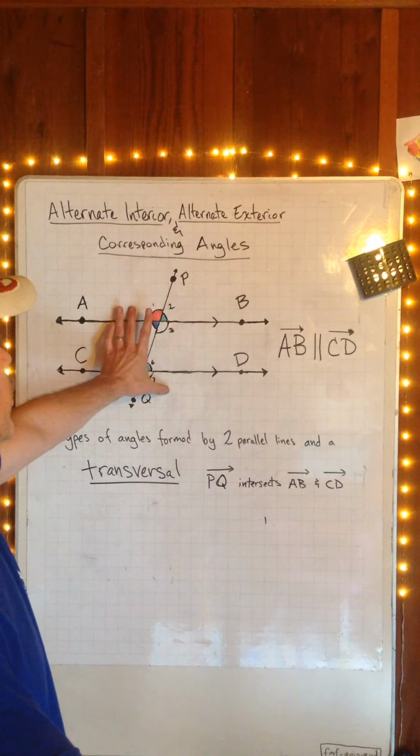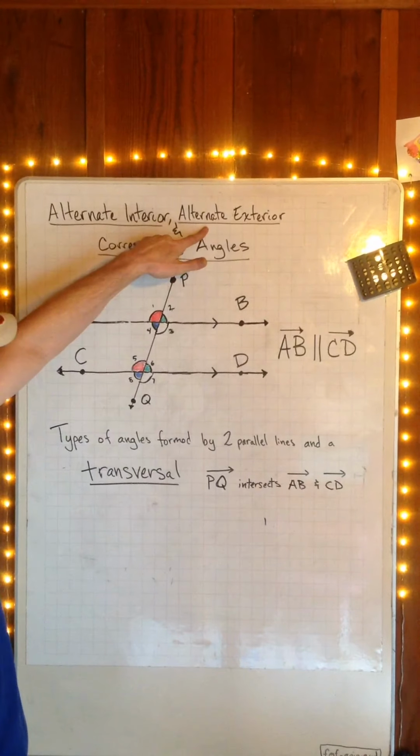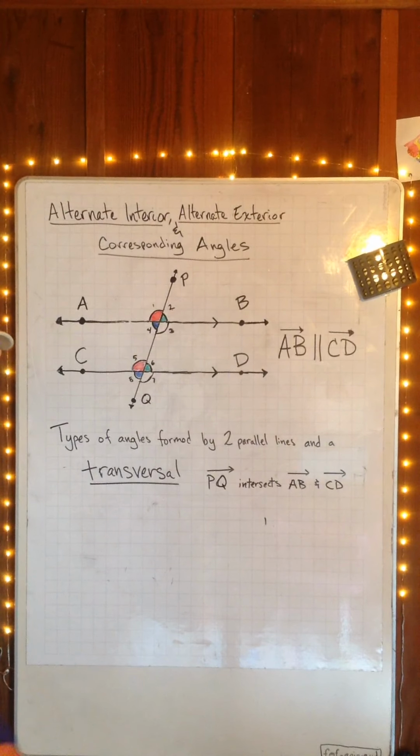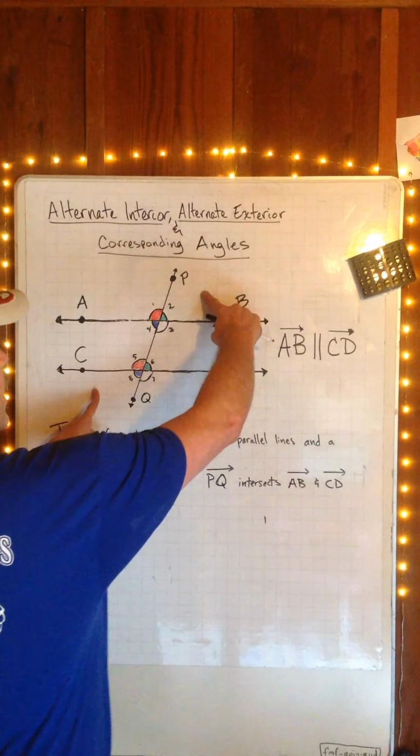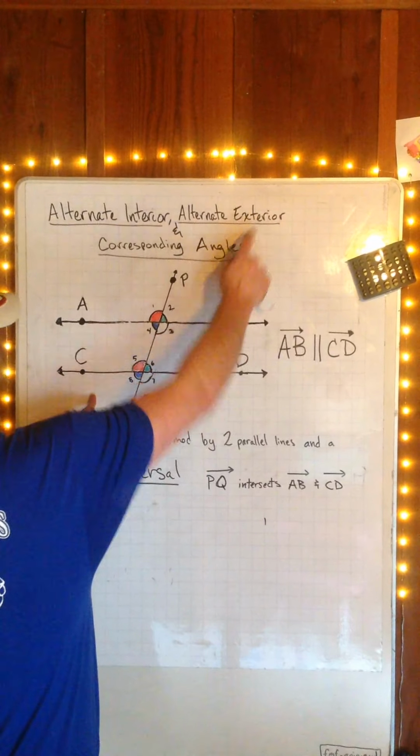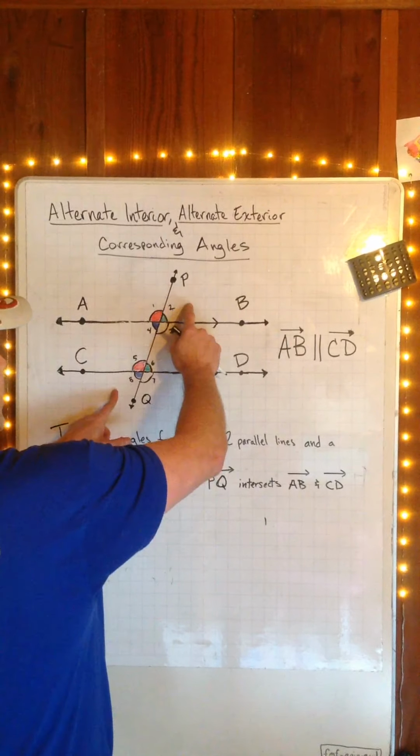So 1 and 7 are going to be alternate exterior angles. And what's the other one got to be? Well, it looks to me like it has to be 2 and 8. They're on the outside, they are exterior, and they are alternating angles.